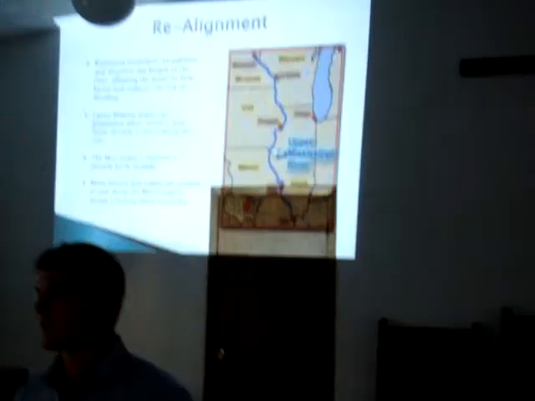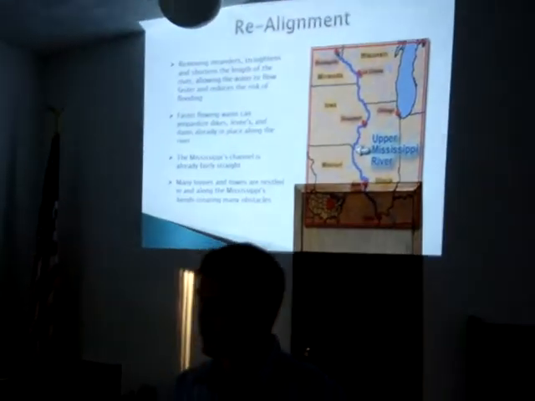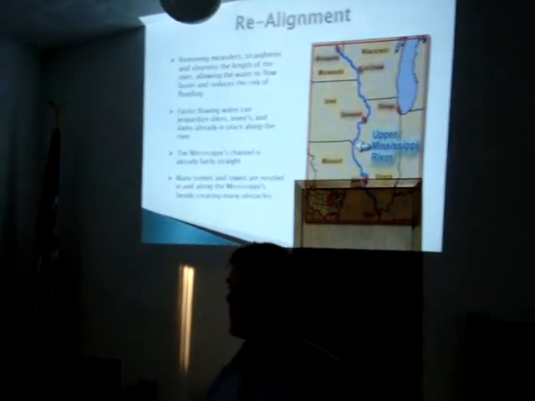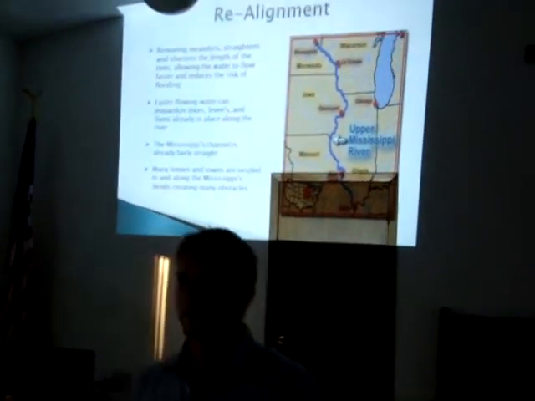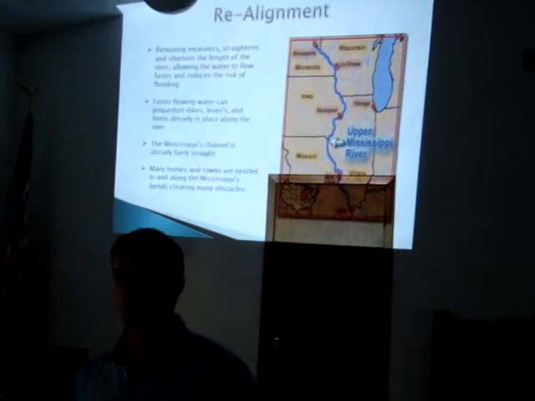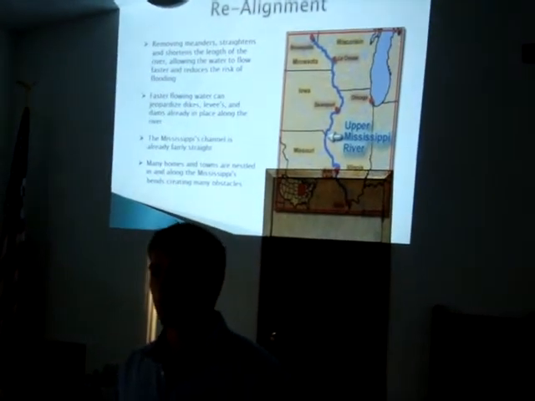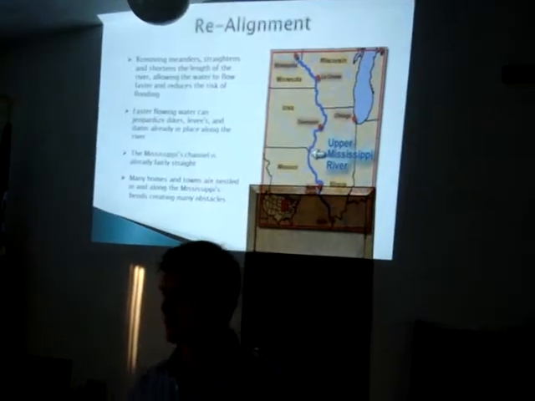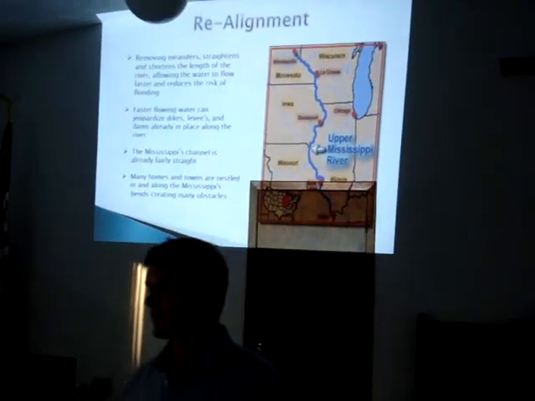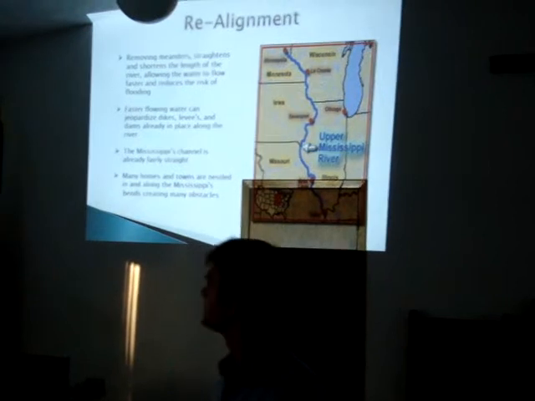The next tactic is realignment, and this removes meanders within the river. It shortens the river and allows the water to flow faster. Common theme, reducing the risk of flooding. The problem with this is the faster flowing water is going to jeopardize your dikes, levees, and dams already in place on the river for flood control. It's going to erode them. So you're kind of defeating what you're doing. You're going to solve one problem, but jeopardize your other infrastructure along the river.